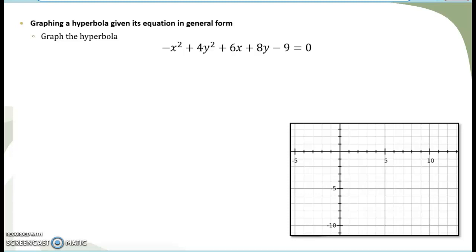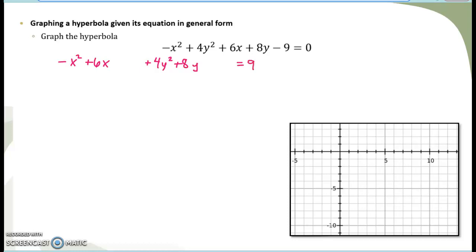Okay, so how do we get this general form into what we're used to seeing, which is standard form? Well, I'm going to take negative x squared plus 6x and work on that for a minute, separately from this 4y squared plus 8y. Work on that separately, and that all equals 9.